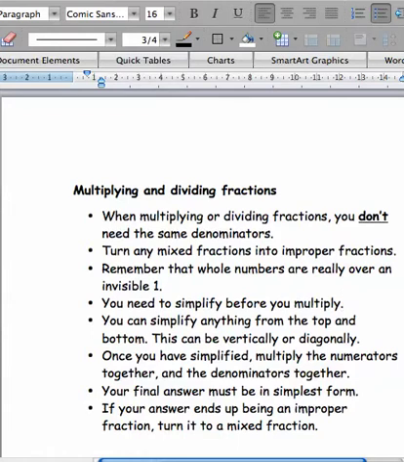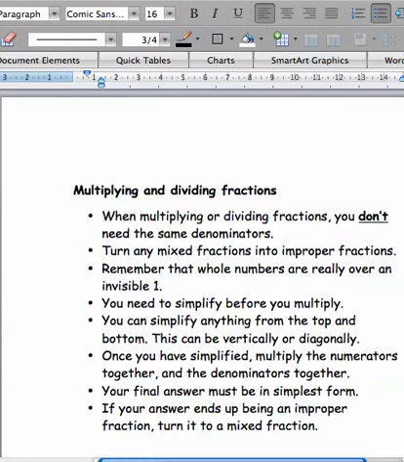So when multiplying fractions, these are the points that you need to remember. Now some of these points were the same ones that we use when adding or subtracting fractions, but a few things are a bit different. And the first point that is different is when multiplying or dividing fractions, you don't need to have the same denominators. So it's very important. We only have to change our denominators to be the same when adding or subtracting. So just remember that. Next point, of course, any mixed fractions, turn them to improper fractions.